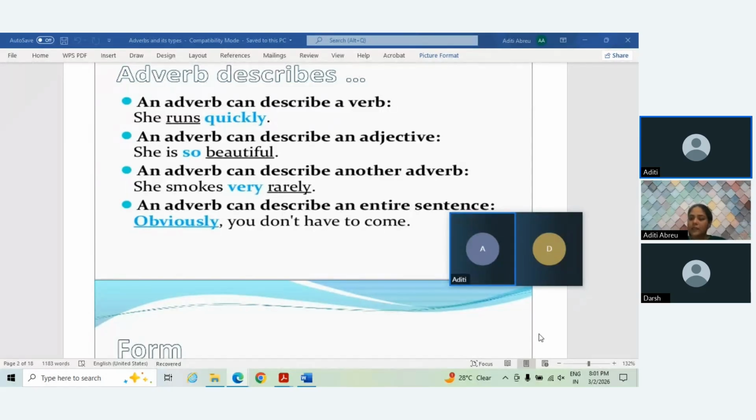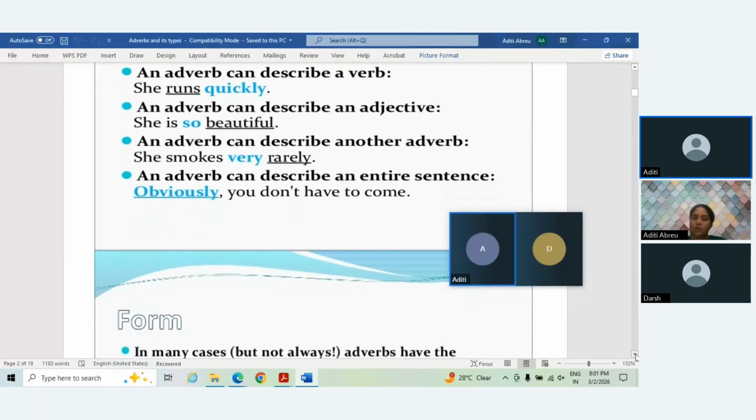Next is an adverb describing a whole sentence. You must have been writing words like however, obviously, well. When these words come before a sentence, like "Obviously, you don't have to come," the word obviously is your adverb. It is describing the next full part, that is, the sentence. You don't have to come. Is it clear?